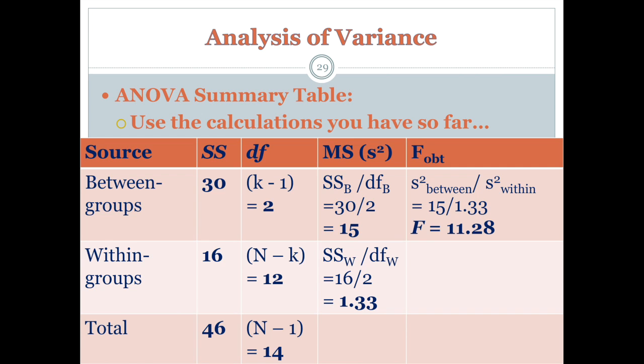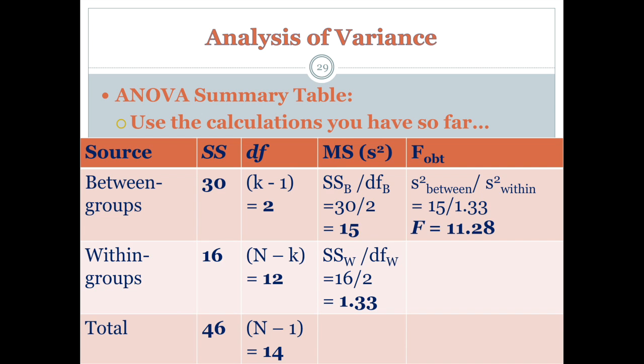Okay, variance again is this MS, or this variance for ANOVA. Variance between is SS between divided by DF between. In this case, that gives you 15. Variance within is SS within divided by DF within. In this case, 16 divided by 2. Okay. And then for your F obtained formula, for your F statistic, you have your variance between divided by your variance within. So in our case here, we had an F obtained of 11.28.